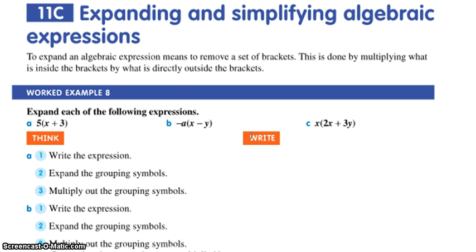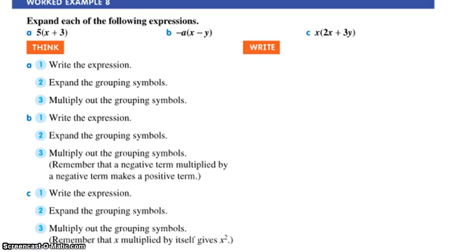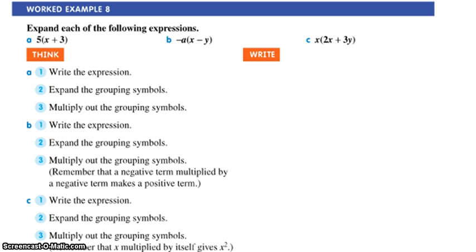Alright, so here we go, worked example 8. If you have a look at this first one, it's got 5 outside of x plus 3. If you were standing in the room, you would see me do hand symbols of brackets. But you're not. So I will say 5 outside of x plus 3 and you'll know what I'm talking about. So what we have to do is expand this.